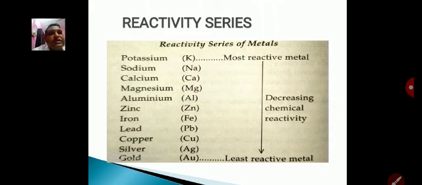For example, sodium is less reactive than potassium. Calcium is less reactive than sodium. Magnesium is less reactive than calcium. Aluminium is less reactive than magnesium. Zinc is less reactive than aluminium. Iron is less reactive than zinc. Copper is less reactive than iron. And silver is less reactive than copper. Gold is the least reactive metal and has been placed at the bottom of the reactivity series.